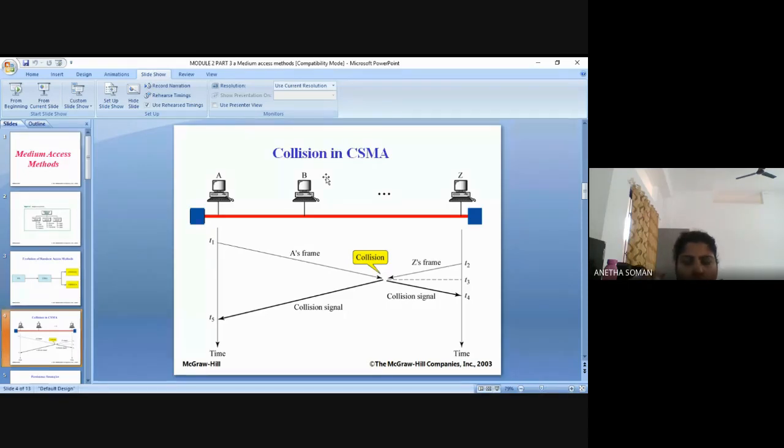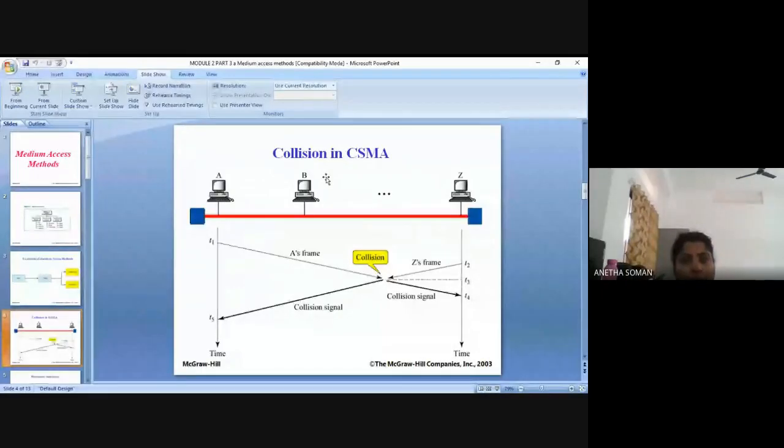But you might be thinking: it reduces the chances of collision. They sense the carrier and then transmit, so how can a collision happen? It can only reduce the chances of collision. The collision may still happen because of the propagation delay. That is what is shown in the diagram. I told you CSMA minimizes the chances of collision, but it is not able to eliminate it. Why not? The collision can happen due to the propagation delay.